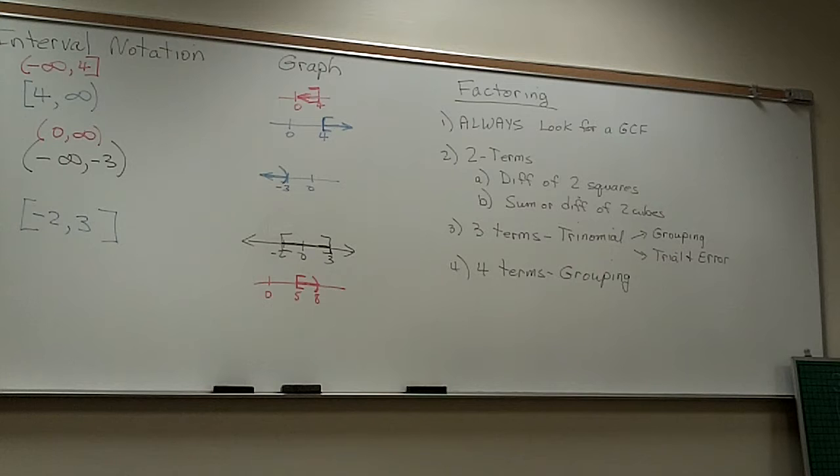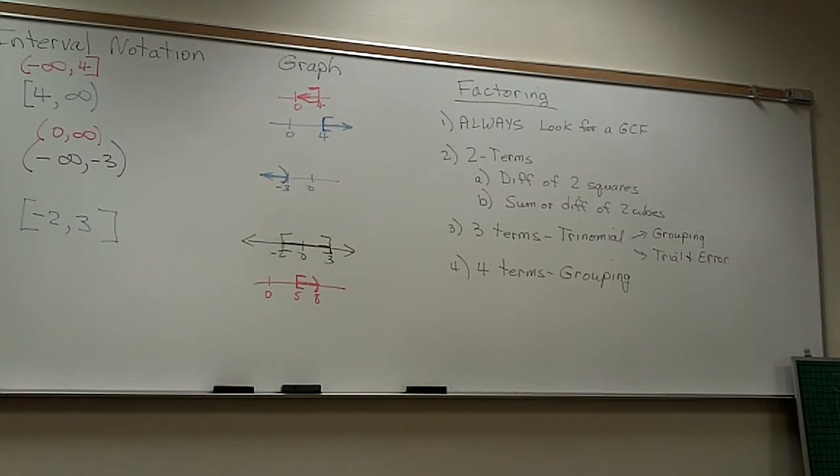Alright, if we're going from 0 to positive infinity, then we're looking at all values of x such that those values have to be greater than 0. No equal to because there's a parenthesis there. If there were a bracket, I'd put the equal to sign and then close the braces.